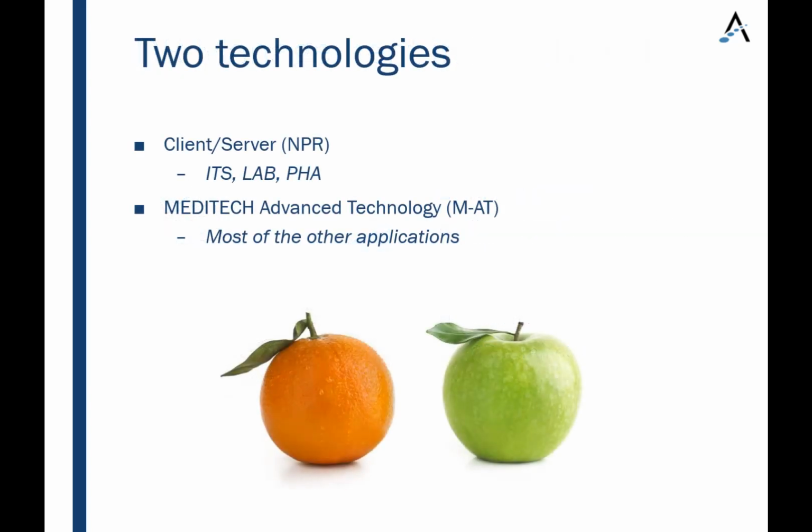All MEDITECH 6.0 and 6.1 and Expanse systems are built on two technologies or platforms known as NPR and MAT. NPR also underpins both Magic and client-server systems, with a few legacy applications like ITS, Lab, and Pharmacy still using that technology. Just about everything else, including abstracting, bar, registration, health information management, and so on, is on the MAT platform. The exception is for 6.0 systems, which still have abstracting, admissions, and bar on the NPR platforms as well.